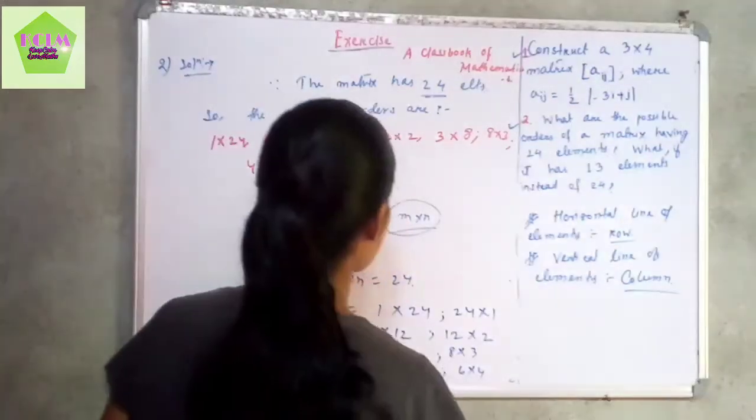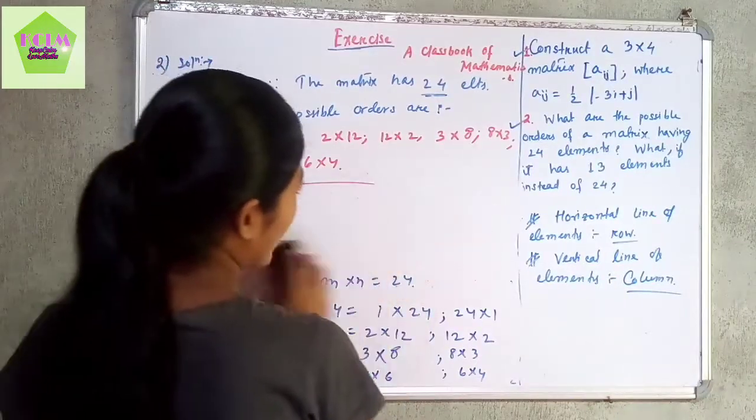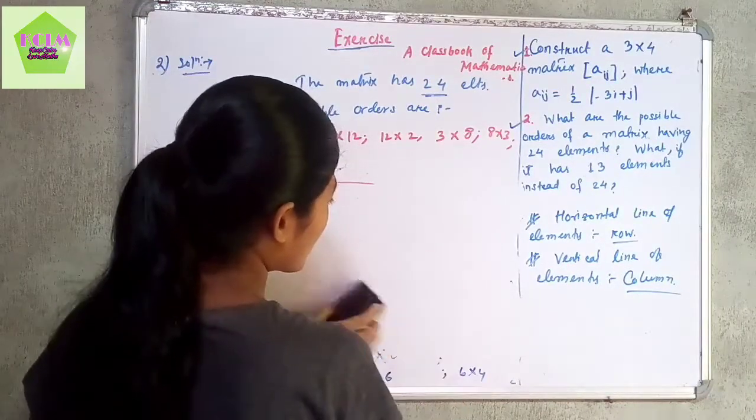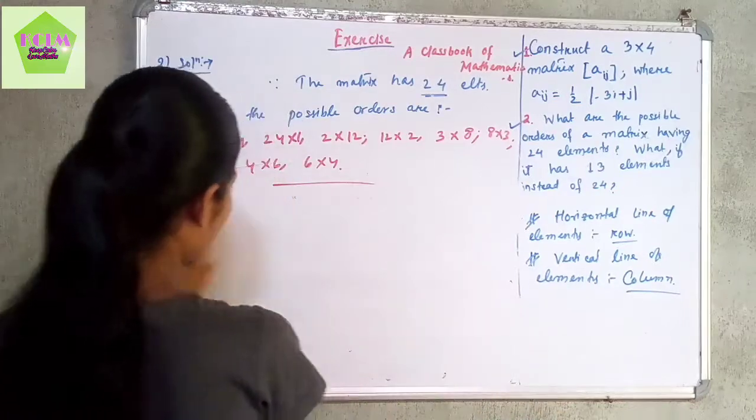Now in the next part we are asked that what if it has 13 elements instead of 24?